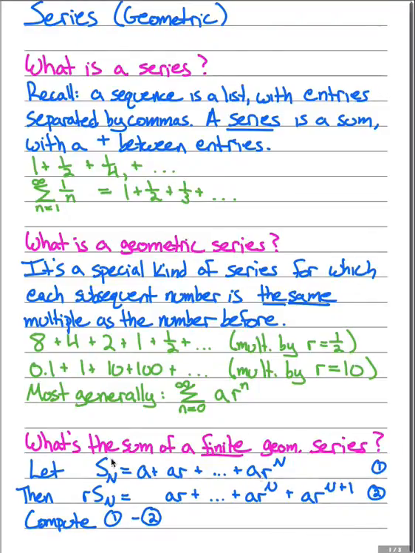And then the trick is that you take this equation and you multiply each side by r. So on the left, it's r times S_N. Then this a becomes ar. The ar becomes ar squared. The ar to the N minus 1 becomes ar to the N. The ar to the N becomes ar to the N plus 1. So I just took this first one and multiplied it by r. Then what I'm going to do is compute this first equation minus the second equation.